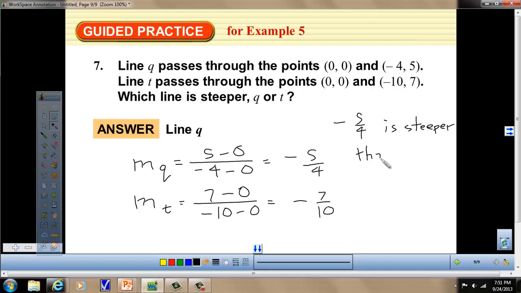and we can state that negative 5/4 is going to be steeper than negative 7/10 because 5/4 is greater than 7/10. So that it'll be going down quicker than this one will, because the positive versions 5/4 is bigger than 7/10. So line Q ends up being the steeper of the two.